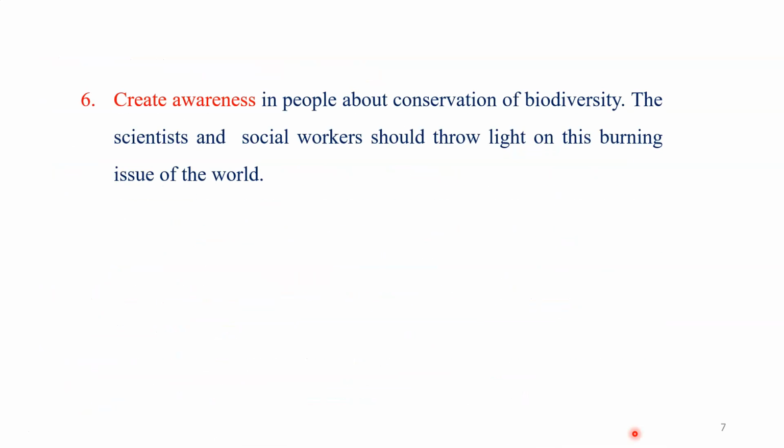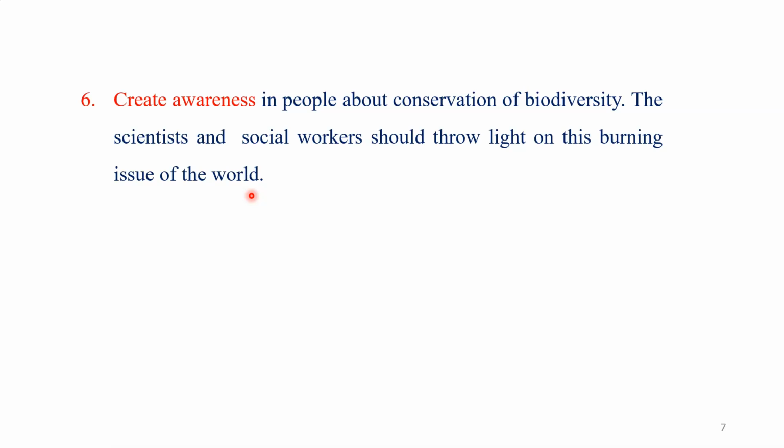The next one is very important, that is to create awareness in people about the conservation of biodiversity. Scientists and social workers should throw light on the burning issues of the world. Dear student, we know that in the world and even in India, there are a number of events that occur that are very harmful to biodiversity. Therefore, creating awareness in people is very important.